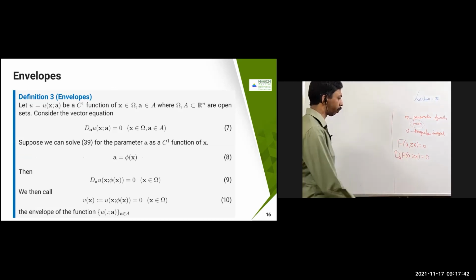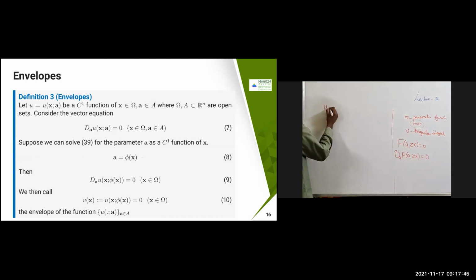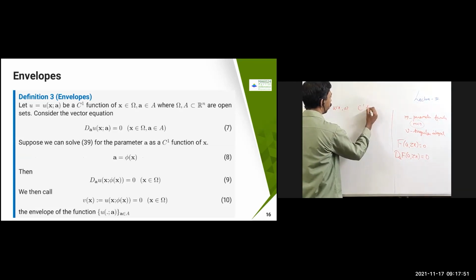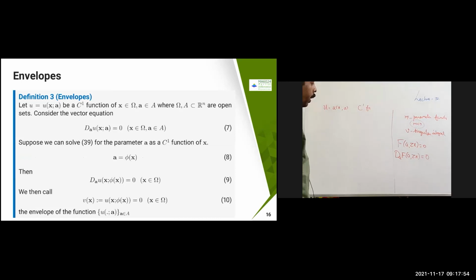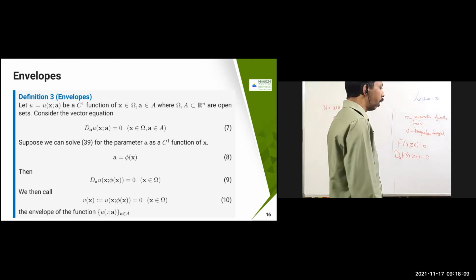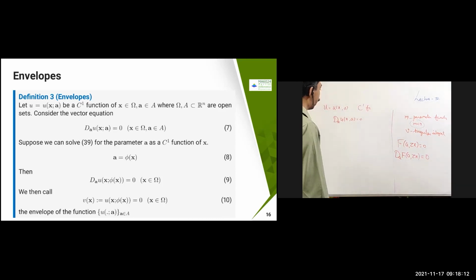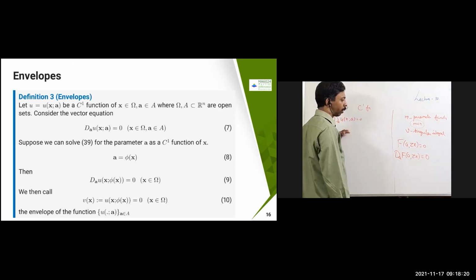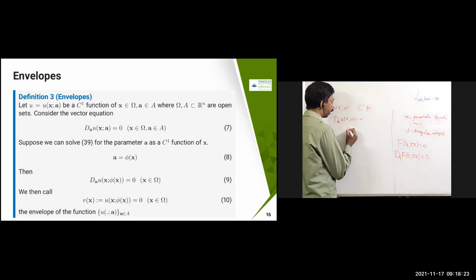What is the envelope? Let us take u equal to u of x comma a. It's a C1 function, where x belongs to omega and a belongs to A. These are the same sets we had earlier. Let us consider the equation dA u of x comma a equal to 0, where x belongs to omega and a belongs to A. Suppose we can solve for the parameter a as a C1 function of x. That means I'm going to get a equal to pi of x.